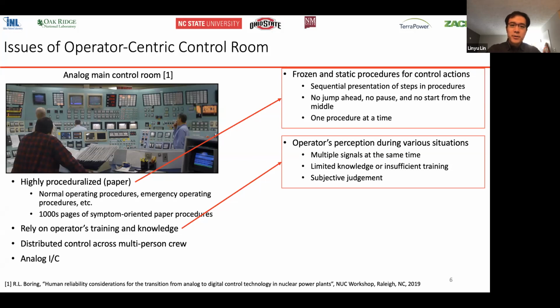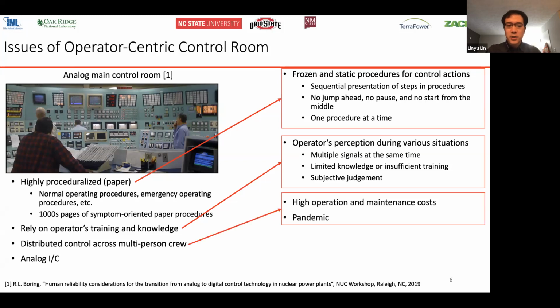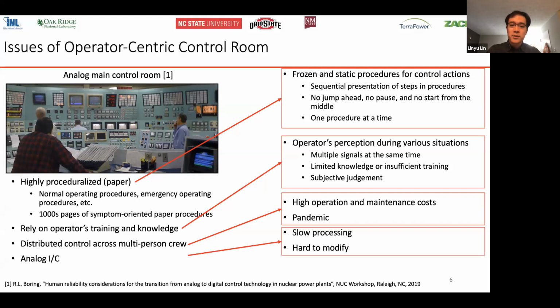Another feature of this operator-centric control room is that the control is distributed across a multi-person crew. And the issue of such a multi-person crew is that it requires high operation and maintenance cost. And when there are pandemic issues like we have right now, it's dangerous to put a lot of people in a single small room. And finally, the last feature of the operator-centric control room is that they use mostly analog instrument control, and that makes the signal processing slow and usually hard to modify.